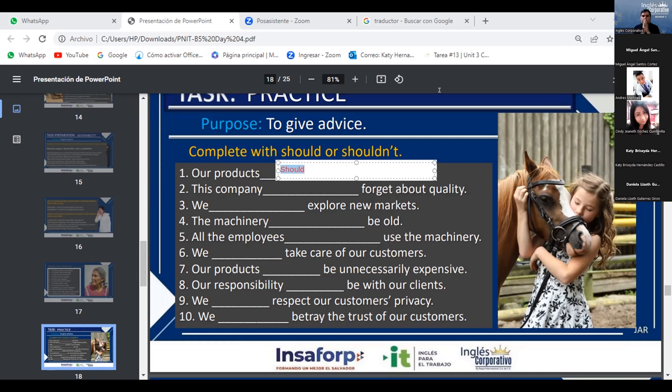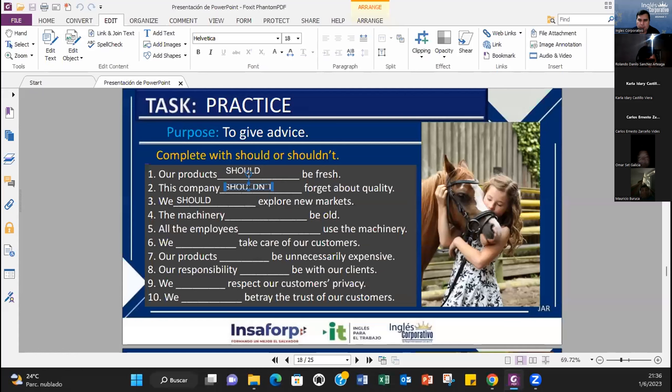Tú deberías. Entonces, la segunda sería shouldn't, porque dice, this company shouldn't forget about quality. La compañía no debe olvidar la calidad. The material, oh, material, yeah.